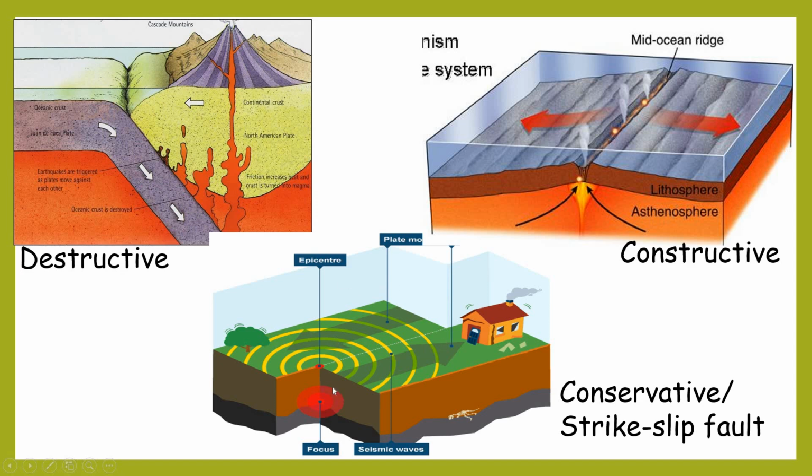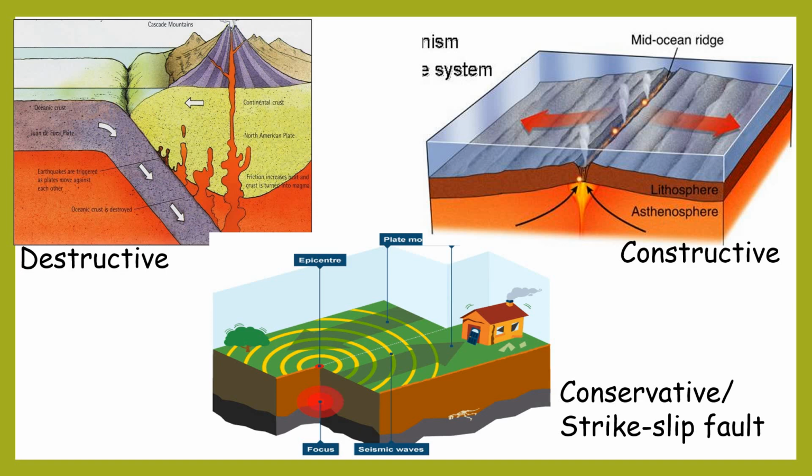Now this one is new, and the reason we're covering it is this is how the Haiti earthquake was caused. This is called a conservative plate boundary. Now you did touch on these in year 9. Destructive is so called because it destroys crust. Constructive is so called because it creates crust. Conservative is so called because it conserves. It keeps crust the same. It doesn't destroy or create crust.